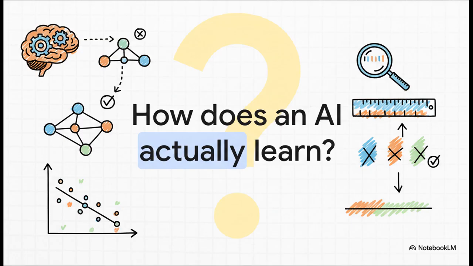Okay, so let's ask the big question right up front. How does an AI actually learn? How does it go from getting everything wrong to getting things right? It's not just random guessing, right? There has to be a system. And there is. It's all about a process of self-correction.